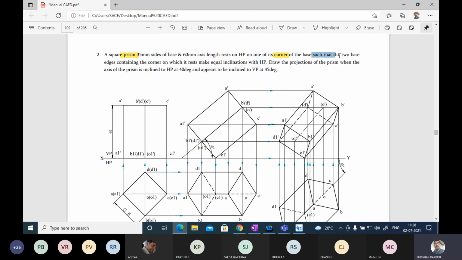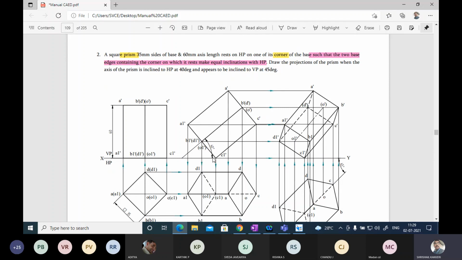And this point I told you in the previous class only. You need not discuss more on this, because the two edges which are containing the corner on which it rests, definitely will be making equal inclination. We need not worry about this. Draw the projections of the prism when the axis of the prism is inclined to HP at 40 degree.